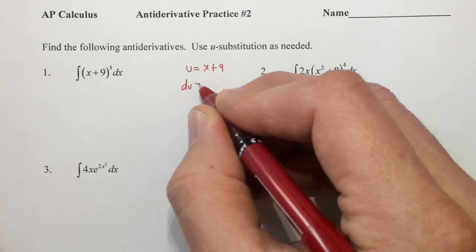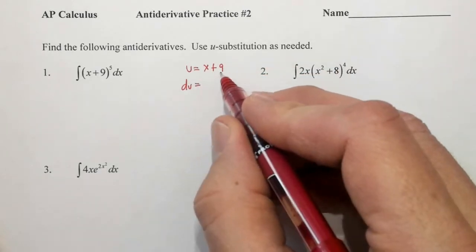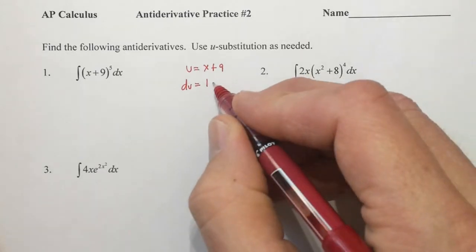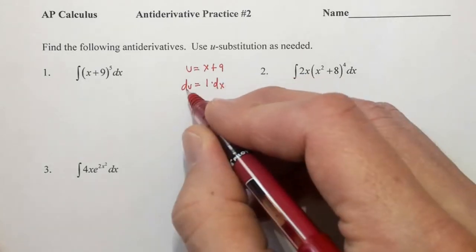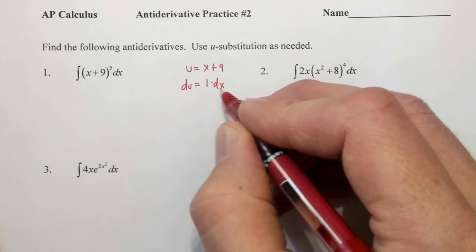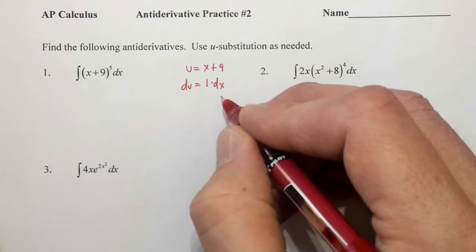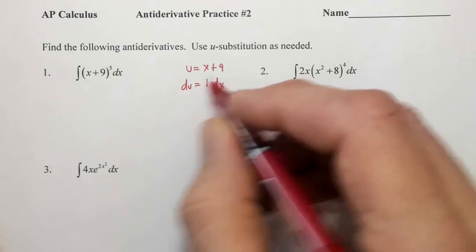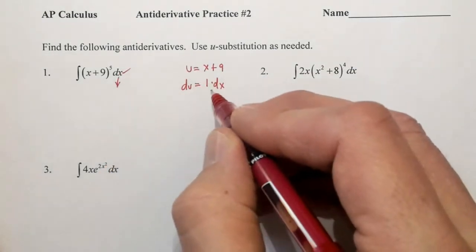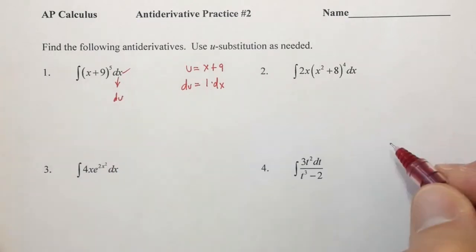So we're going to derive u, and the derivative of x plus 9 is 1, which we don't need to write, but I'll put it in there. And then we are multiplying that by dx, because technically we have du/dx over on this side, but we need the x term over on the right. So we move it over to the right. All right, so we have dx. So we're going to sub dx out and du in.